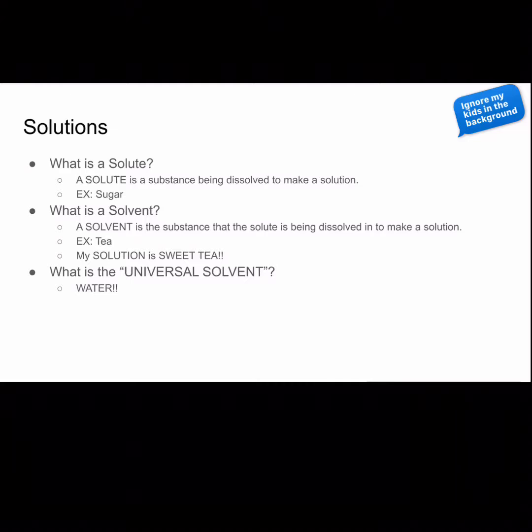Okay, here is a new vocab word, solutions. Solutions we're going to talk about in a little bit, but first you need to know what is a solute. A solute is a substance being dissolved to make a solution. So the solute is what is being dissolved. An example would be sugar. The solvent is whatever the solute is being dissolved in to make the solution. So if I have tea, that can be my solvent, sugar can be my solute, and when I mix them together, I have sweet tea as my solution. The universal solvent, or the universal thing that's usually something's being dissolved in it, would be water.